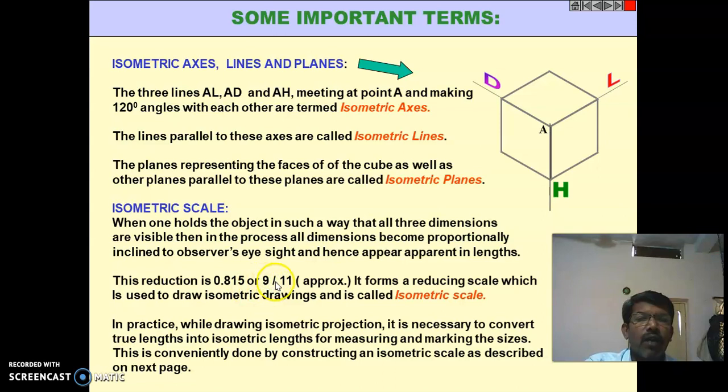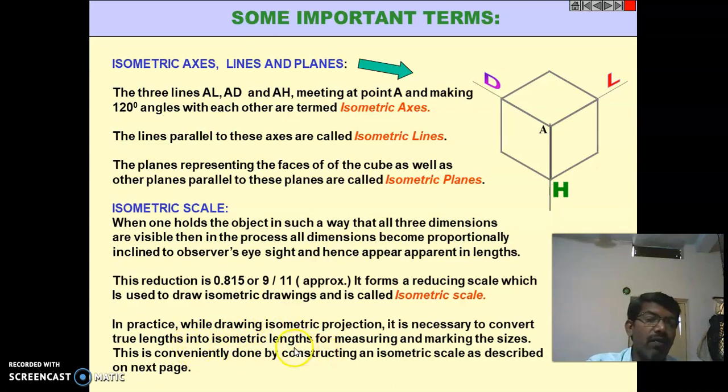So that is equal to 9 by 11 approximately. It forms a reducing scale which is used to draw the isometric drawing and is called the isometric scale. While we're drawing an isometric projection, it is necessary to convert the true lengths into the isometric lengths, right? So isometric projection is different and measuring isometric lengths is different.